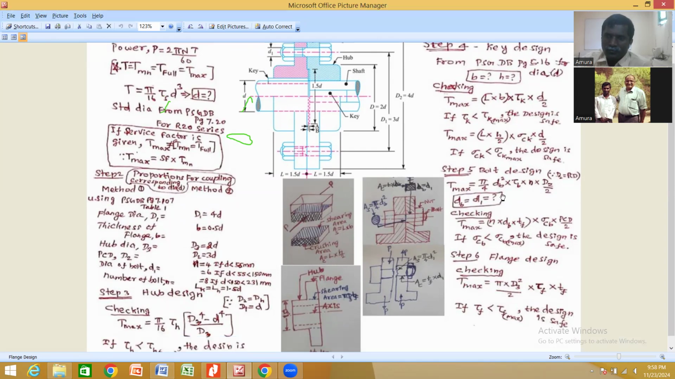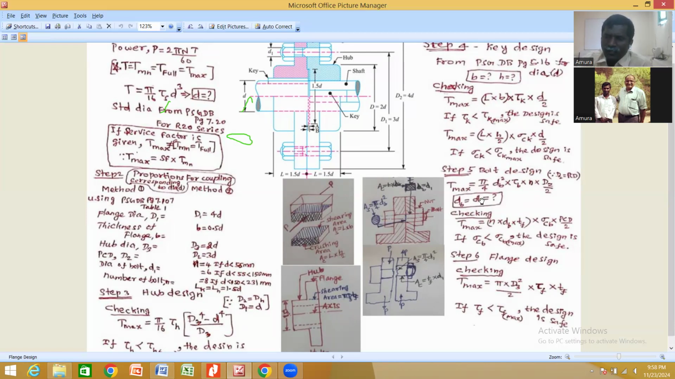Bolt design. First, we have to find the diameter of the bolt, which was not calculated from method 1 and method 2. So that calculation we have to do now. For that, I am taking T max equal to pi by 4 dB squared into tau b into number of bolts into T2 by 2. That is pitch circle diameter divided by 2. From this, we can find the diameter of the bolt. By using the shear condition, we are finding the diameter of the bolt.